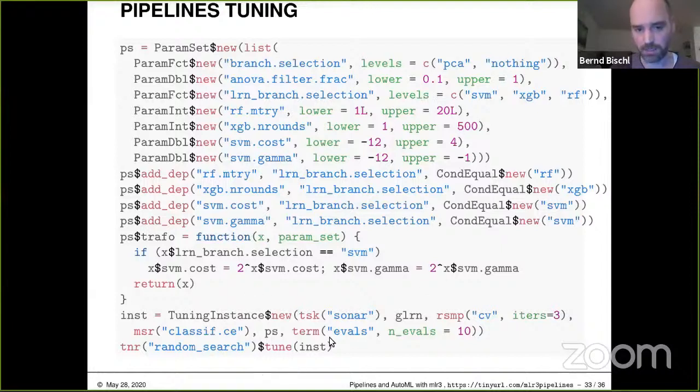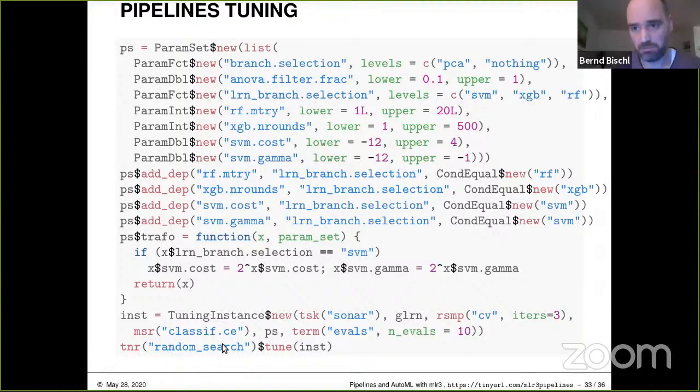And now you can create something like a tuning instance, which puts together your black box optimization problem. So you say, hey, let's optimize this on the sonar task, use our graph learner here, do a 3-fold cross-validation to measure performance, measure classification error, set the terminator to 10 evaluations. So I can run this for the slide set. Probably should be a bit longer for practical applications, and also put in here this feasible set, our search space for optimization.